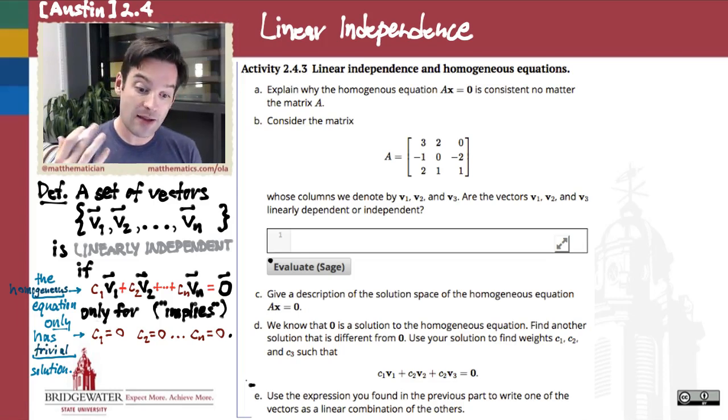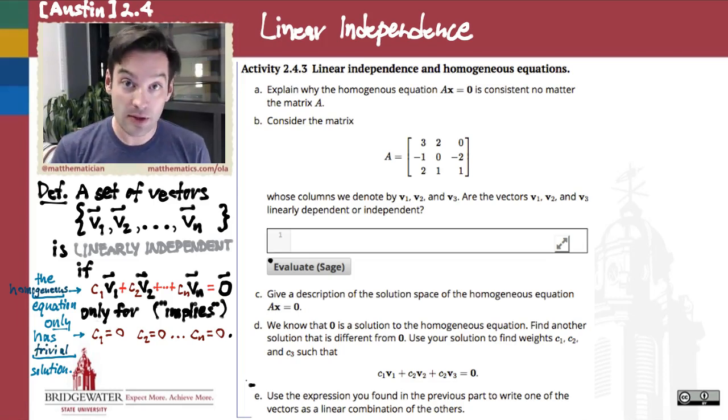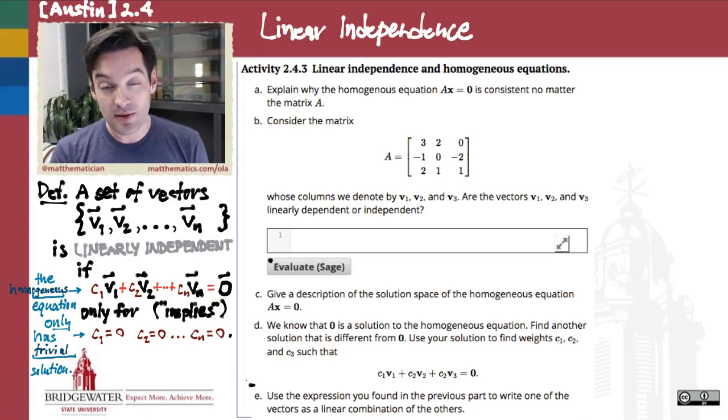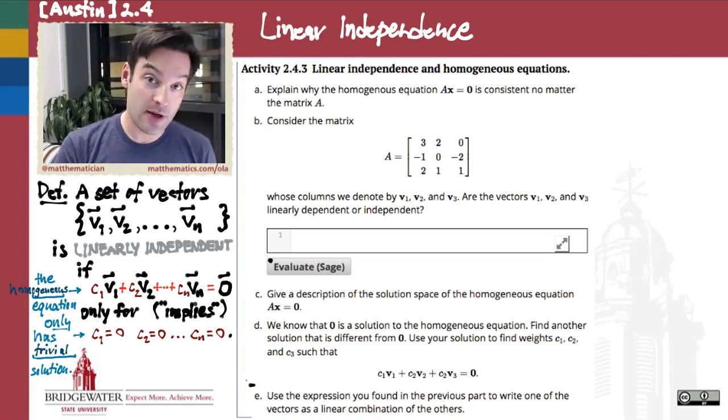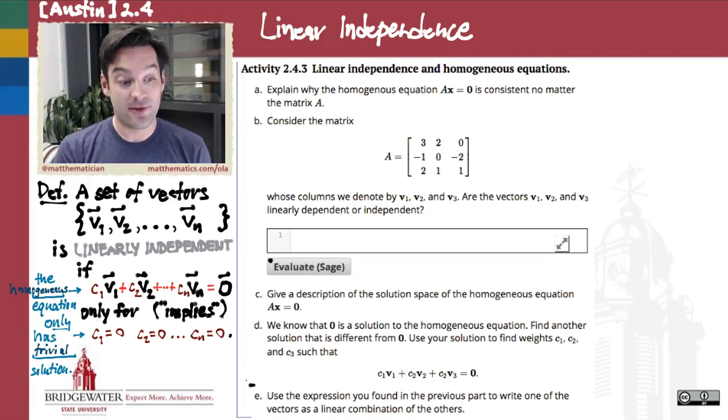So another way to use vocabulary in thinking about what linear independence means is that a set of vectors is linearly independent if the homogeneous equation for those vectors only has the trivial solution. So the only way to make a linear combination of those vectors 0 is to choose the weights in that linear combination to all be 0. Now let's look at this activity and how this property of linear independence wears a couple of different hats.